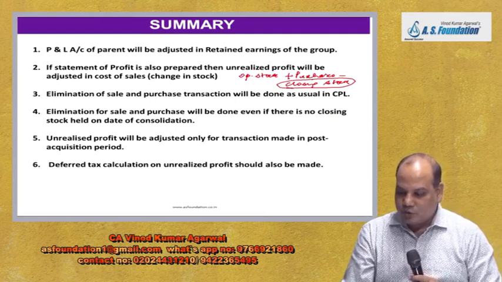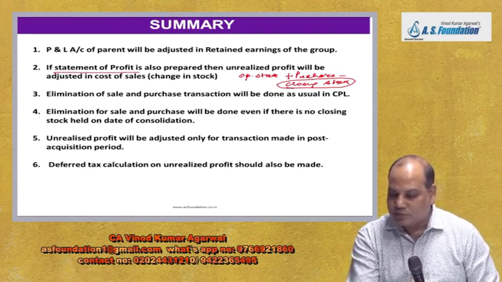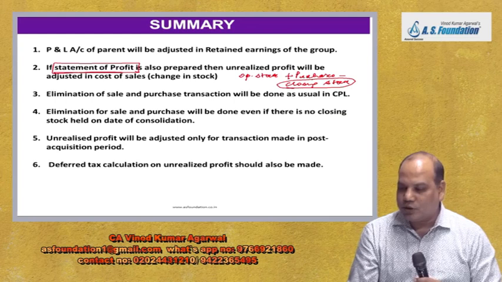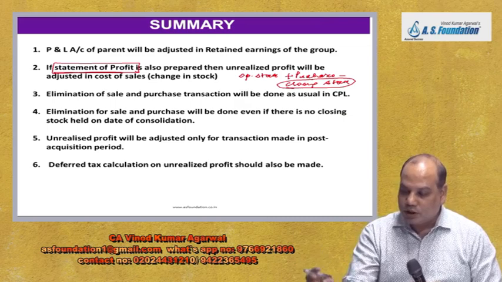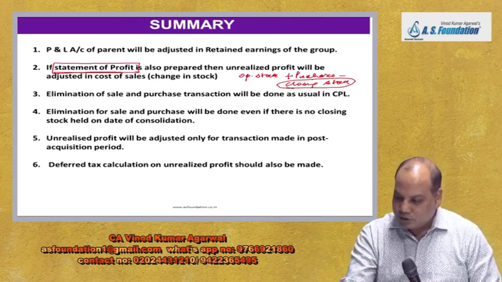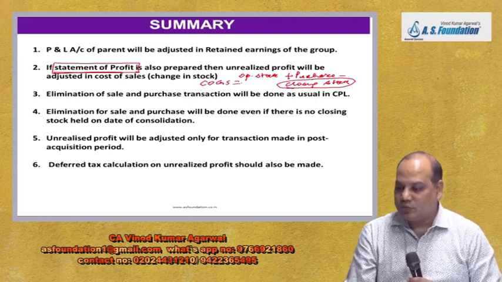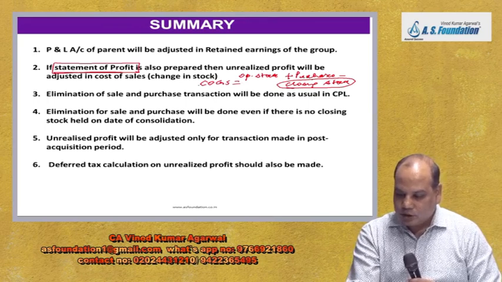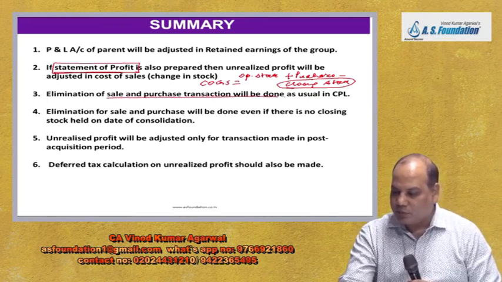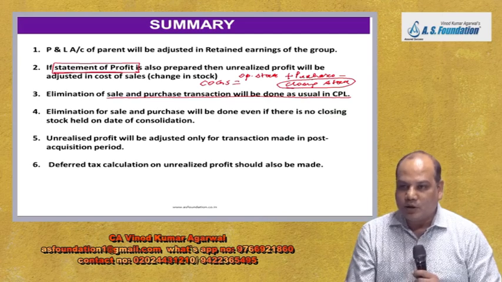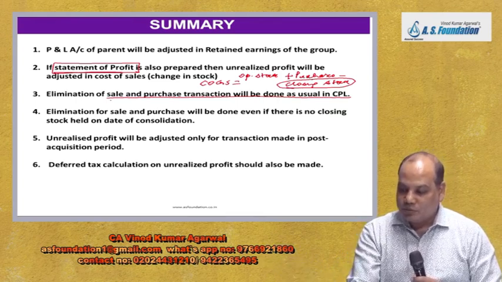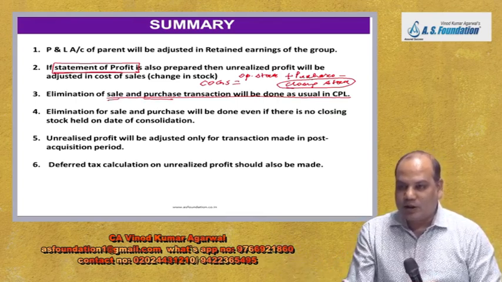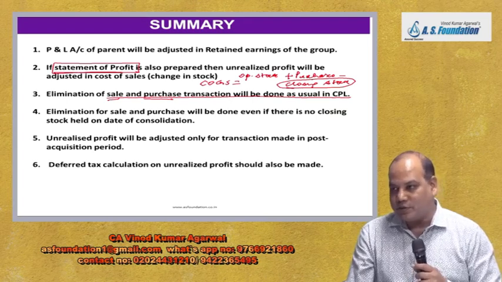Is it right? So if you are asked to prepare SOPL, which I am going to take in some questions so that you will understand, you have to give the adjustment of unrealized profit on inventory in the cost of goods sold also. Okay. Elimination of sale and purchase transaction will be done as usual in consolidated P&L account. Now whether there is unrealized profit or not, you have to eliminate intercompany sale and intercompany purchases.